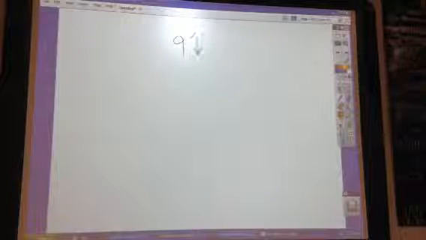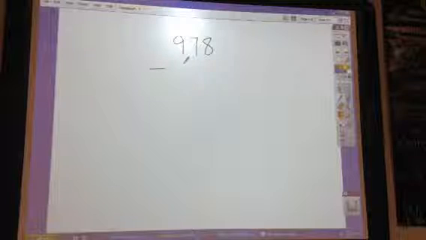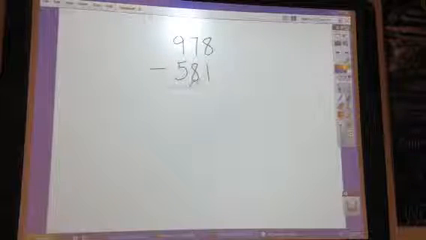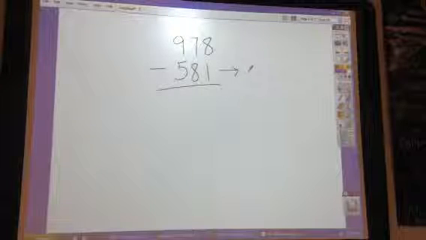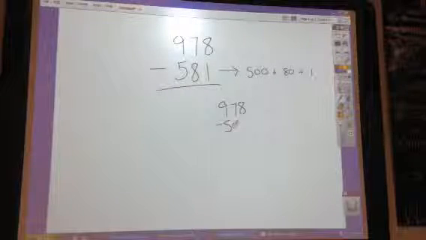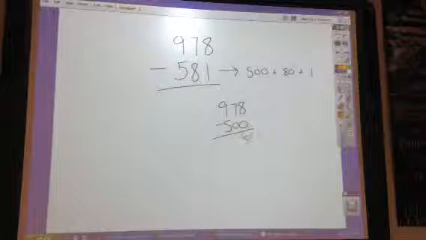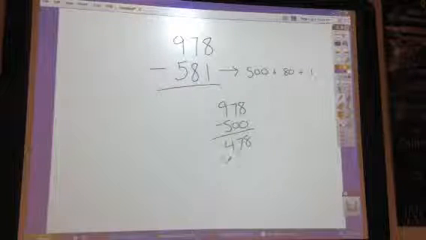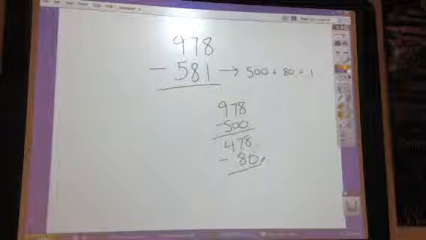Let's try another one. 978 minus 581. Okay, we're going to break the bottom number into expanded form and subtract. And here we're going to have to do some regrouping.